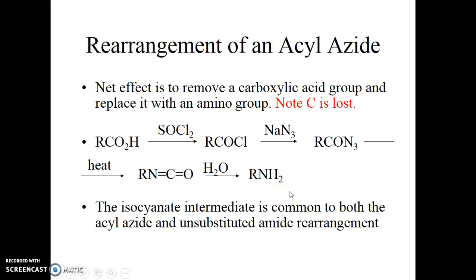So do you need to know the mechanism of either of these? No, just remember you lose a carbon from the carbon chain, and the R group that was on the acid derivative ends up being on the amine, and it's a primary amine.